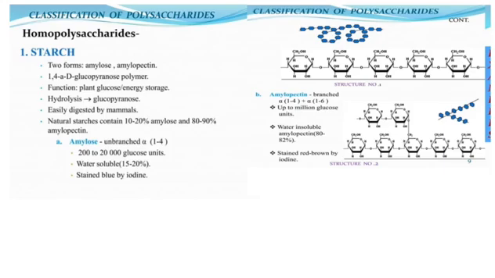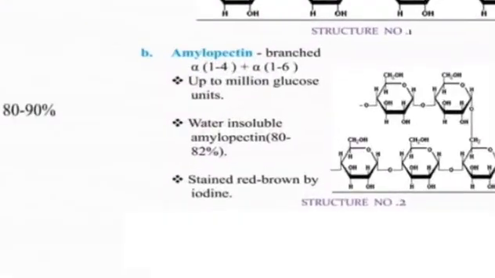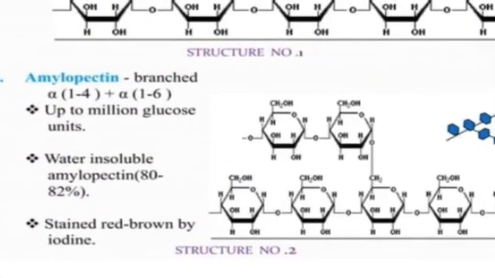But we have another aspect of starch, which is amylopectin. So starch has 2 types of polysaccharides in it: amylopectin and amylose. Amylopectin is the branched aspect. Look at it here. Amylopectin, branched, contains alpha 1,4 and alpha 1,6 bonds, up to a million glucose units. Water insoluble. Amylopectin is 80 to 82% water insoluble. Stained red brown by iodine.